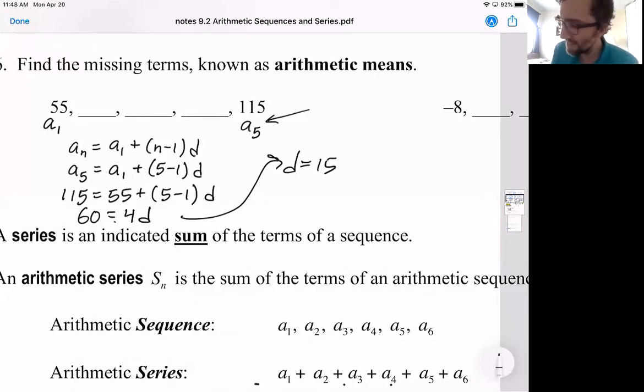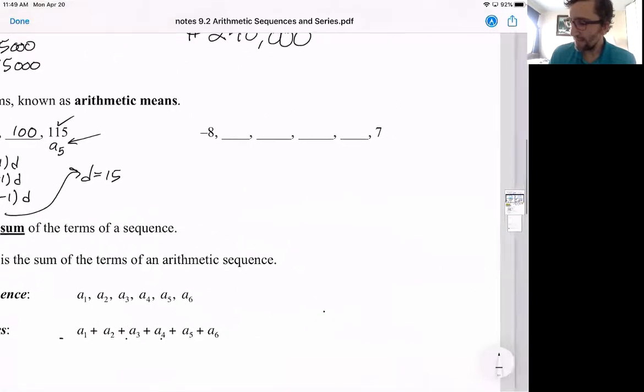If we add 15 to each term, 55 plus 15 is 70. Plus 15 is 85. Plus 15 is 100. Plus 15 is 115, check. So that's how you find arithmetic means. Again, like I mentioned before, a lot of students will raise their hand at this point and say, hey, I did it this way, is that okay? And yeah, completely, that's fine. If you can come up with a different approach, then that's great. Let's look at the second question.